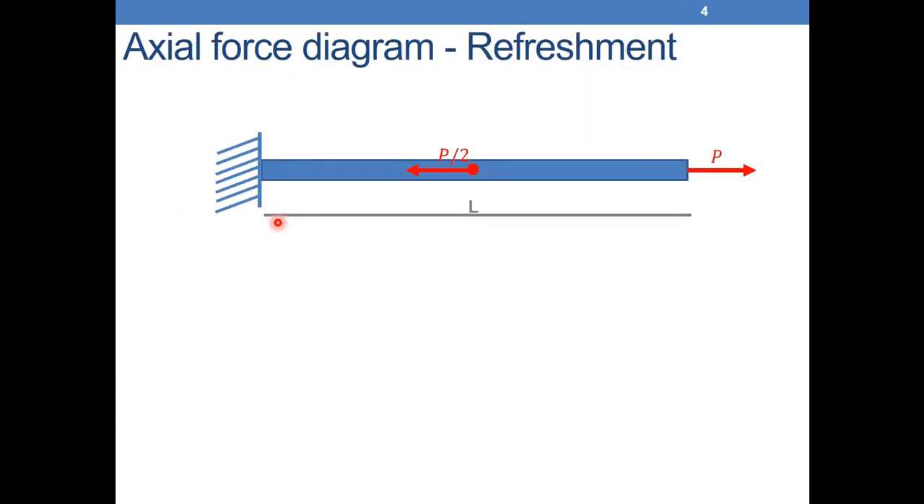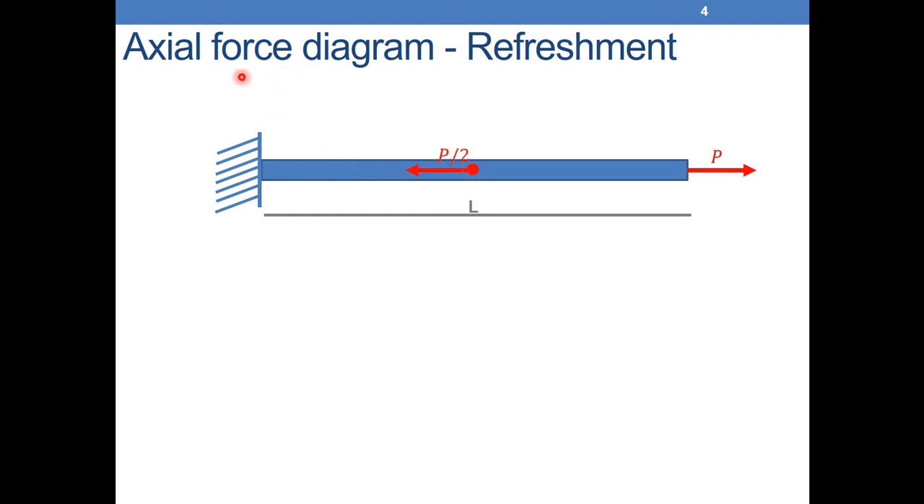Also another refreshment, stuff that we did for the axial loading and for the torsional loading, but I will repeat it here only for the axial force. We defined what we call the axial force diagram. For example, let's take this example here. We have an embedded bar, embedded in a wall. We have some external loads applied. Something is trying to pull it here by a force P, while here we are trying to push it into the middle with a force P over 2.